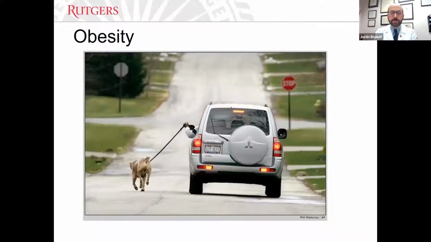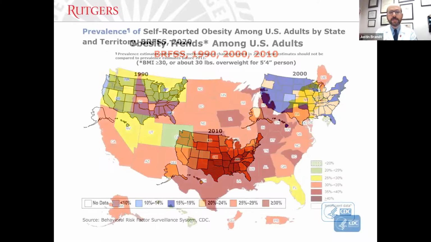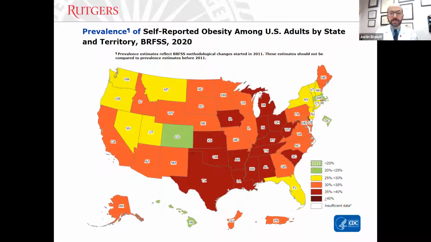Now we'll talk a little bit about obesity trends in the United States. I think most of us have seen these trends in the US. In 1990, the prevalence of obesity, defined as a BMI over 30, for most states was less than 15%. Fast forward to 2010, now many states have a prevalence of obesity of more than 30%. And looking at obesity rates in 2020, where this is the most recent data available, we have many states where the prevalence of a BMI over 30, class 1 obesity, is greater than 40%.